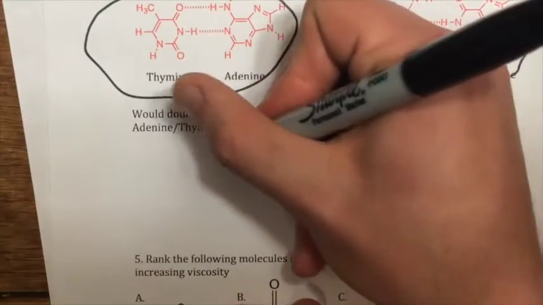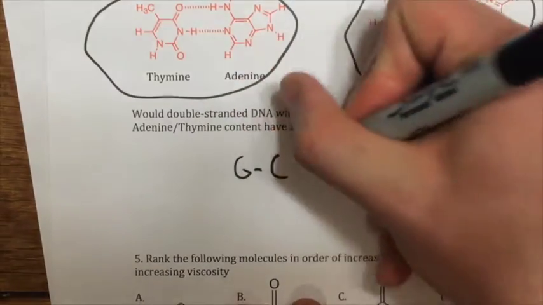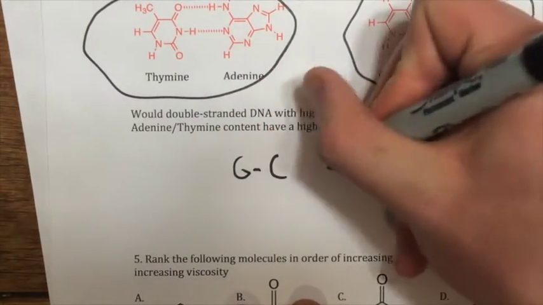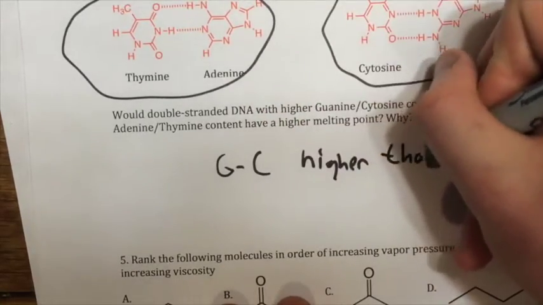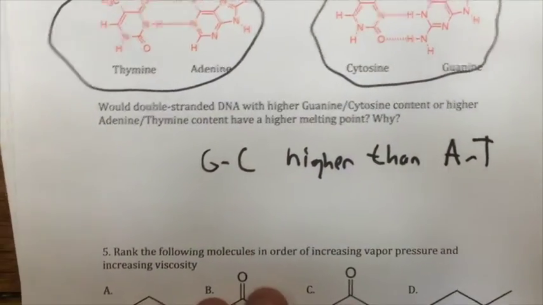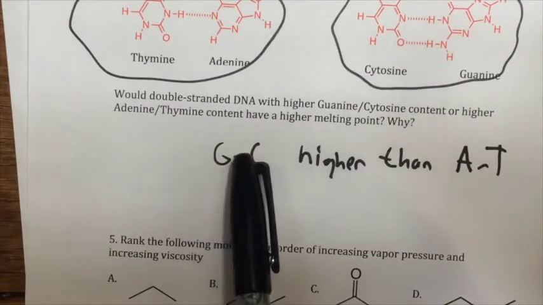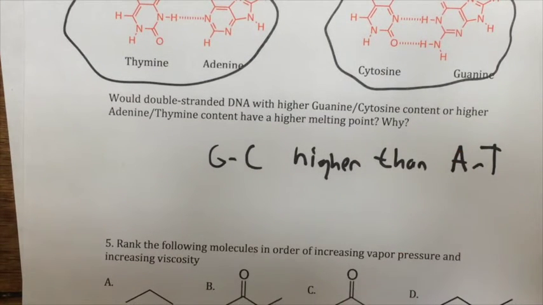So if we had a DNA molecule that had a high amount of guanine and cytosine, so GC, its melting point should be higher than a DNA molecule with a lot of adenine-thymine. And that's simply because these GC bonds will form 3 hydrogen bonds compared to 2. So if you have more GC, it's going to take more heat to break those hydrogen bonds. So because of that, the melting point will be higher.